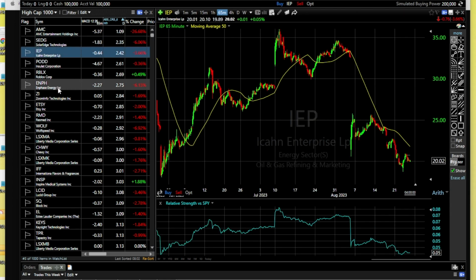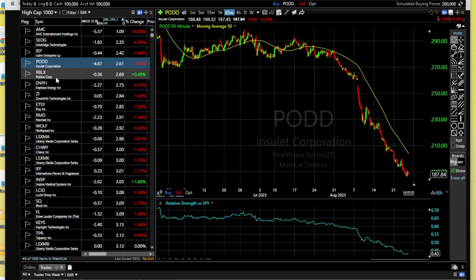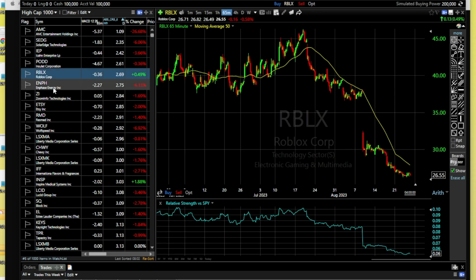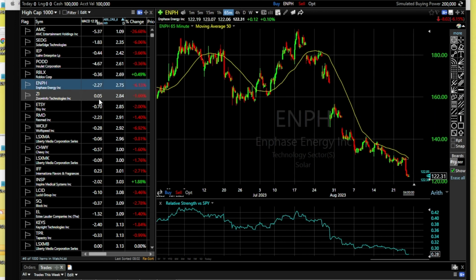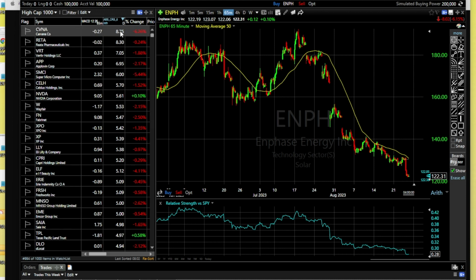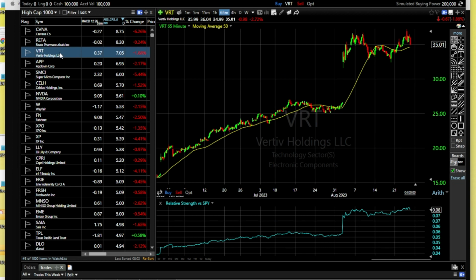SolarEdge, same thing. IEP, same thing. Pod, same thing. Roblox, same thing. Enphase, same thing. All right, when those two things correspond to each other, you're going to find right away some really good trades. And let me reverse that. So for longs, Carvana is the strongest stock, but it's got a negative number there, right? So maybe something like VRT, okay, a little better looking chart.